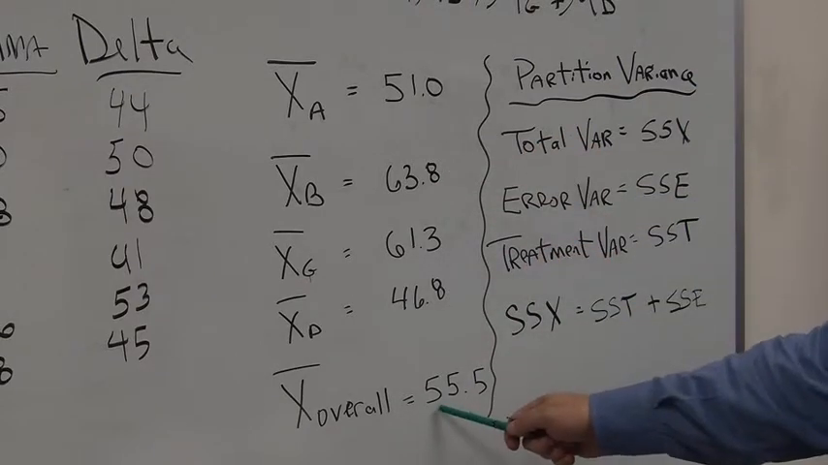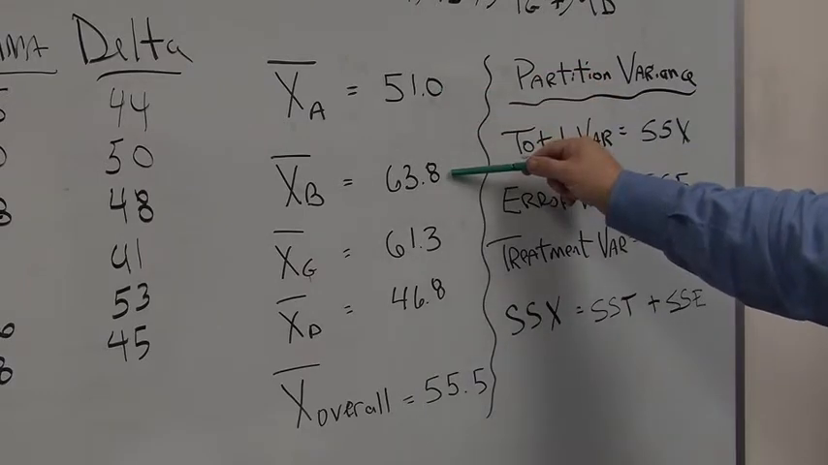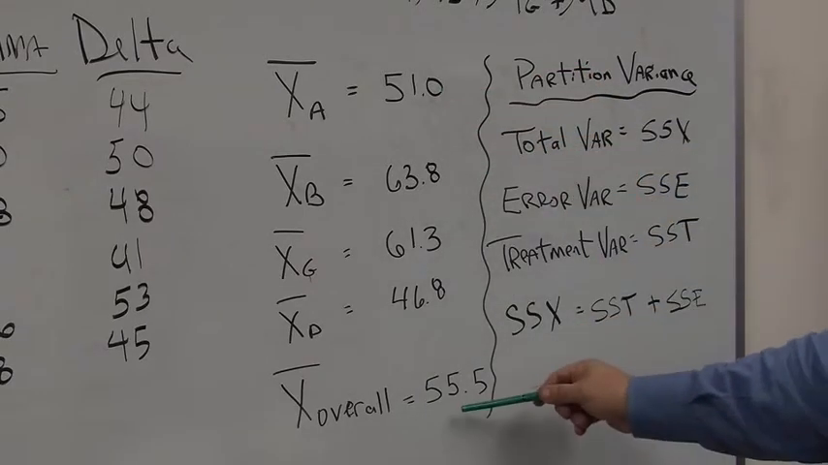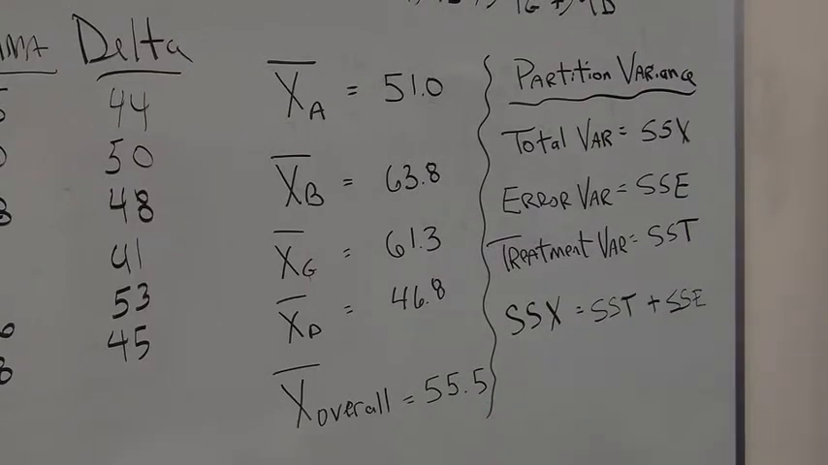Oh, and I should also mention, while this is the group mean for the alpha tires, this is the group mean for the beta tires and so forth, the overall mean across all sets of tires was 55,500 miles.